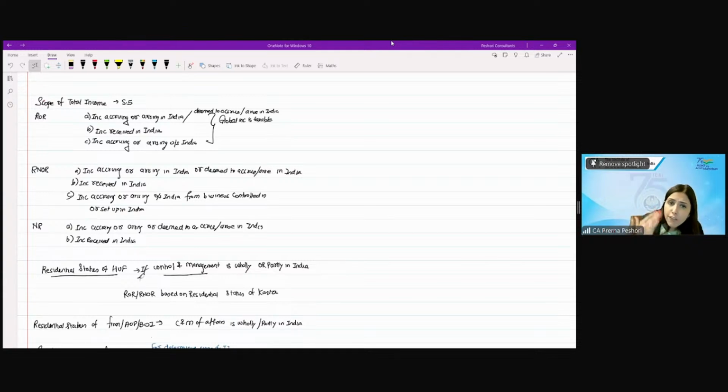Now, is there a difference between the accrue and the due? Because under section 15, sorry. What is section 15 first of all? Salary. So for the chargeability of the salary, it says any salary due from an employer. Is there a difference between due and accrue? Yes, ma'am. What is the difference?